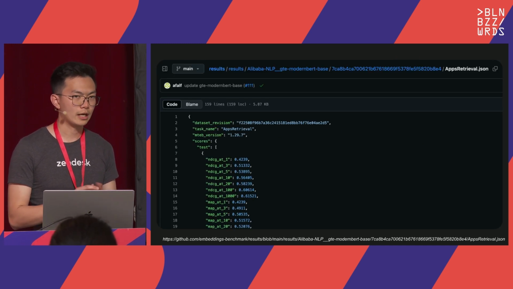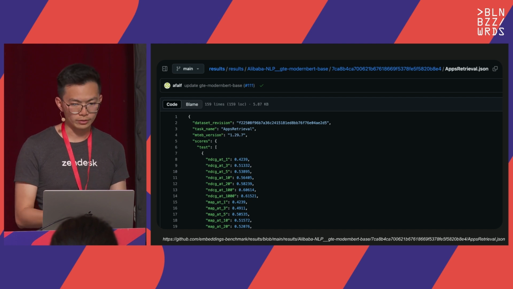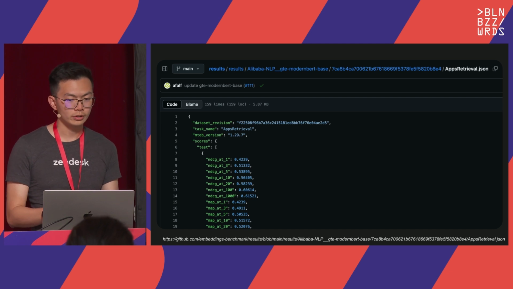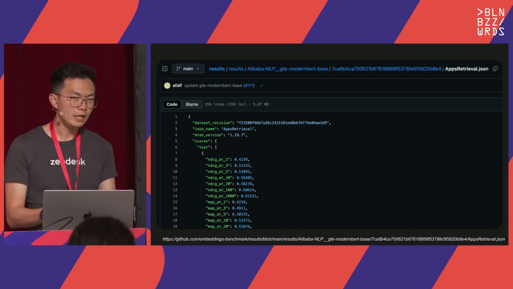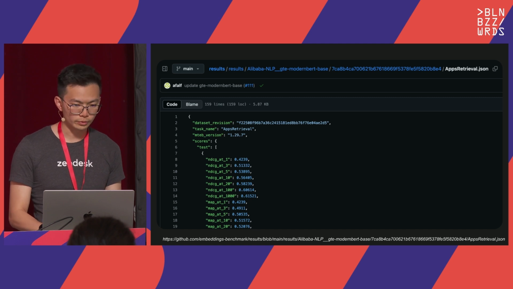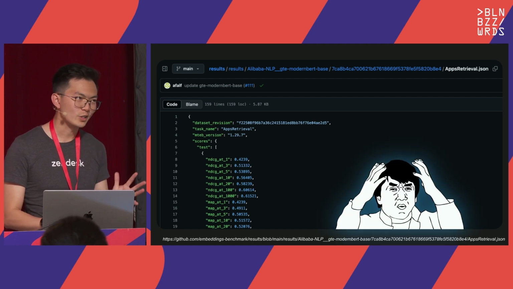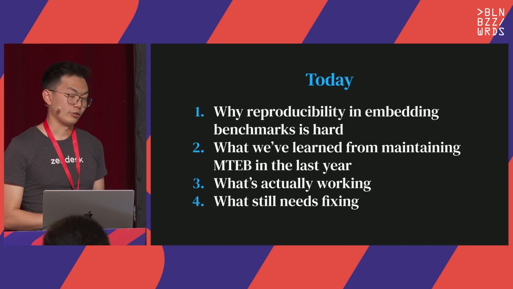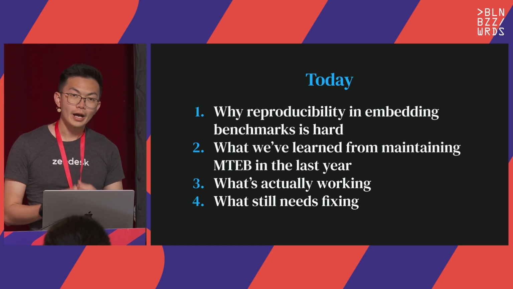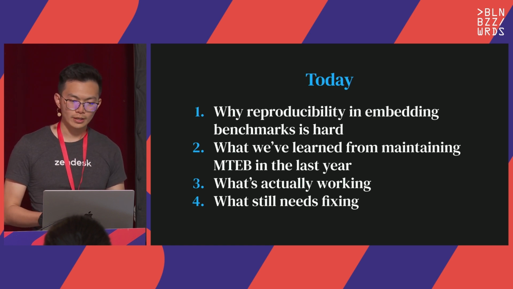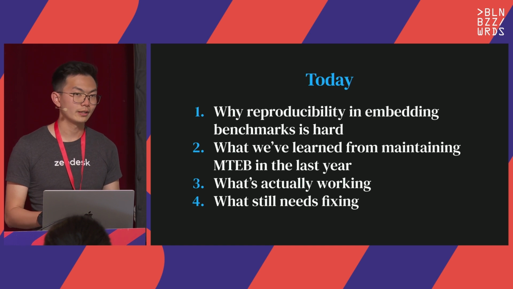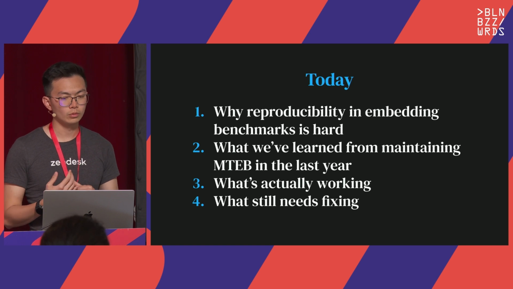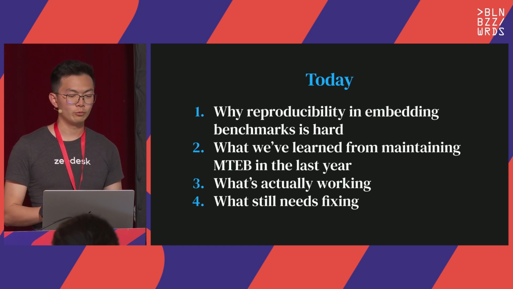And MTEB also keeps track of these revisions in the results file. So we know which specific dataset, which model, and which code version generated these results. So on paper, everything should be reproducible. Except for some reason, it just ain't. So let's find out what the real issue is. In this talk, I want to dig into why reproducibility in embedding benchmarks is hard, especially in the current dataset and model trends, what we learned from maintaining MTEB in the past year, what actually is working, and what still needs fixing.